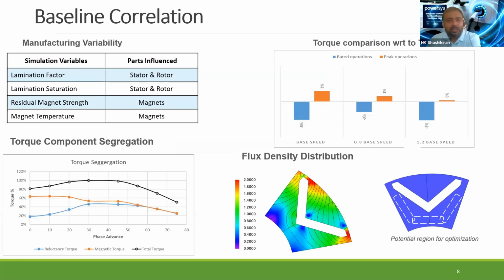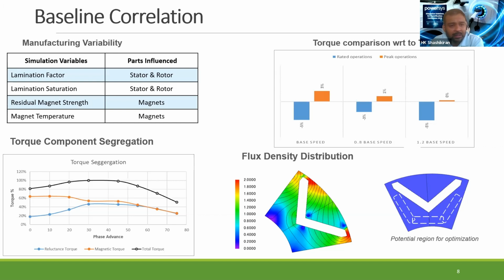Before we got into optimization, we wanted to understand what our baseline is. Where do we stand as of now? For a complete baseline correlation, we also wanted to understand the manufacturing variability that we can understand from the EM simulations.